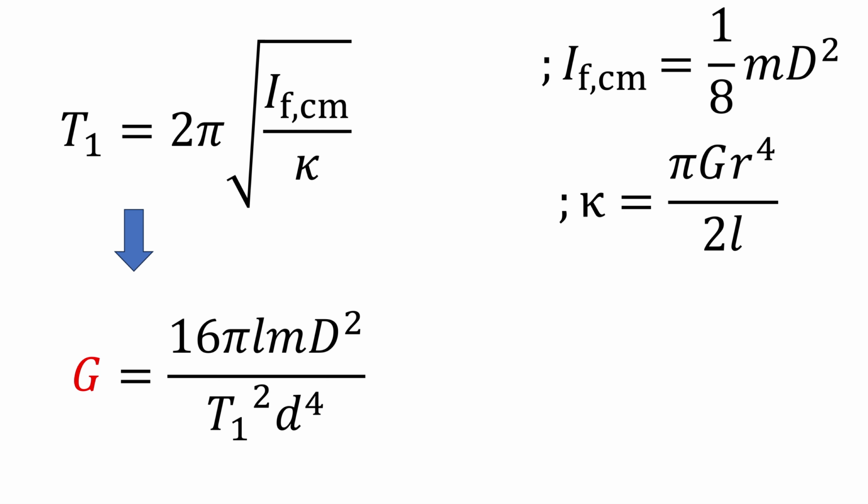From the equation for the period of oscillation, T1, of the torsion pendulum with one solid disk, we can also determine the shear modulus G of the wire used. To do this, we only need to additionally measure the diameter of the wire, d, and the length of the wire, l.